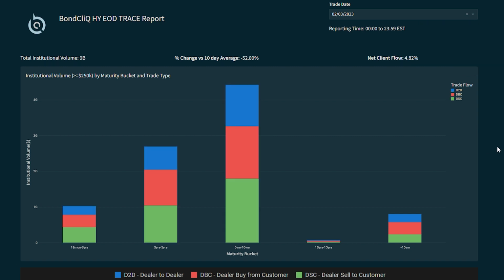We then separate those trades in the bar chart by 5 maturity buckets ranging from 18 months to 15 years and longer. Simply hover over any portion of a bar to open a window displaying that maturity bucket's volume on the day and its net client flow. Please note the letter G denotes billions.